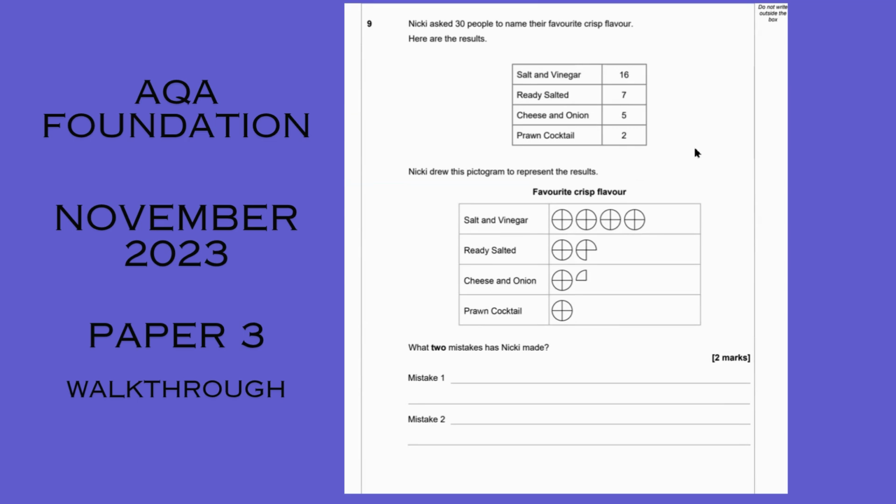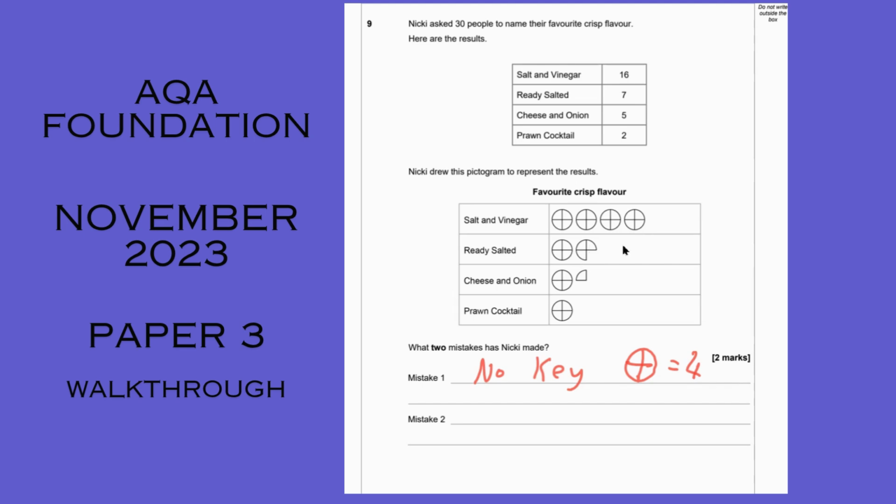Number 9. First thing you notice is you go, oh, salt and vinegar's 16, so each of these is 4, but as you'll know from drawing pictograms, the first mistake, Nikki has not done a key. That's the first thing. So as you can see, I would put an example because this helps with the next bit. That circular wheel thing is worth 4 based on the salt and vinegar.